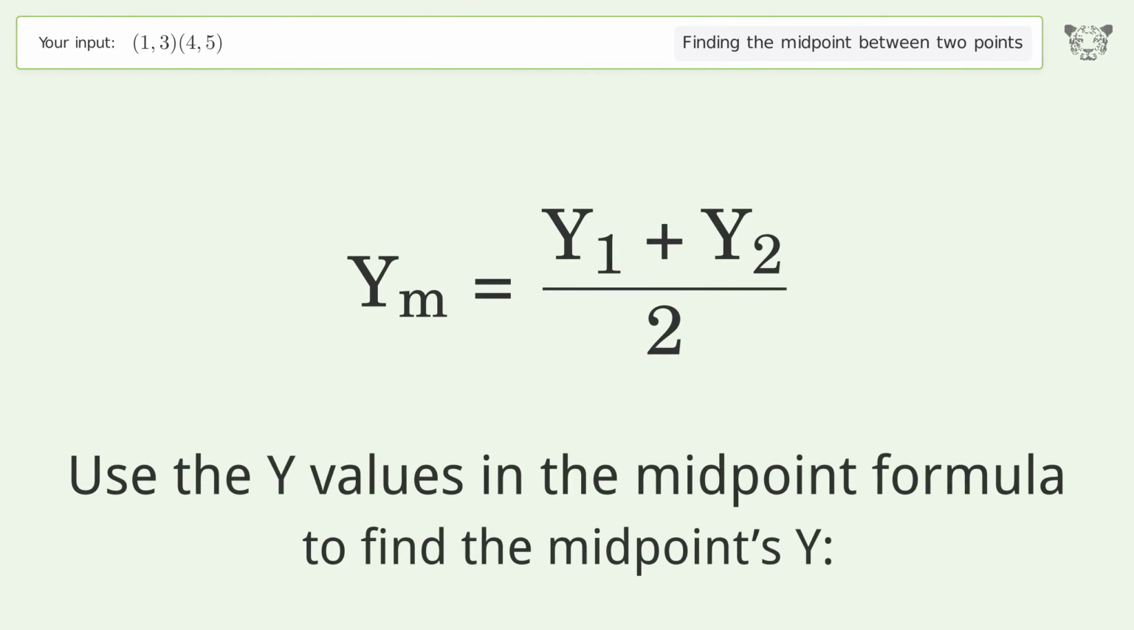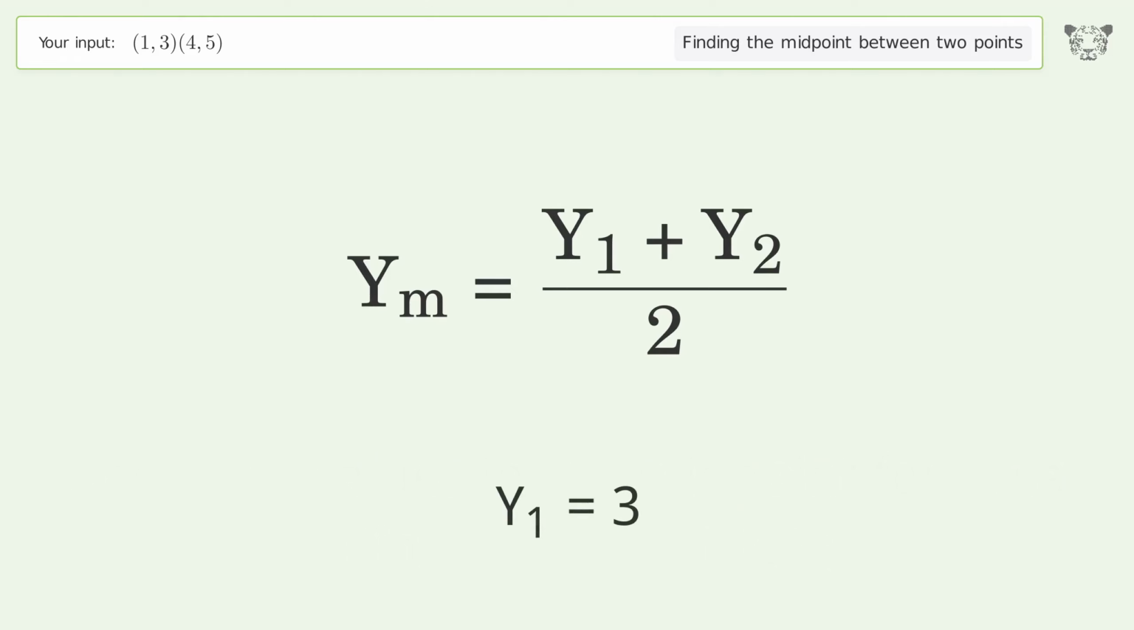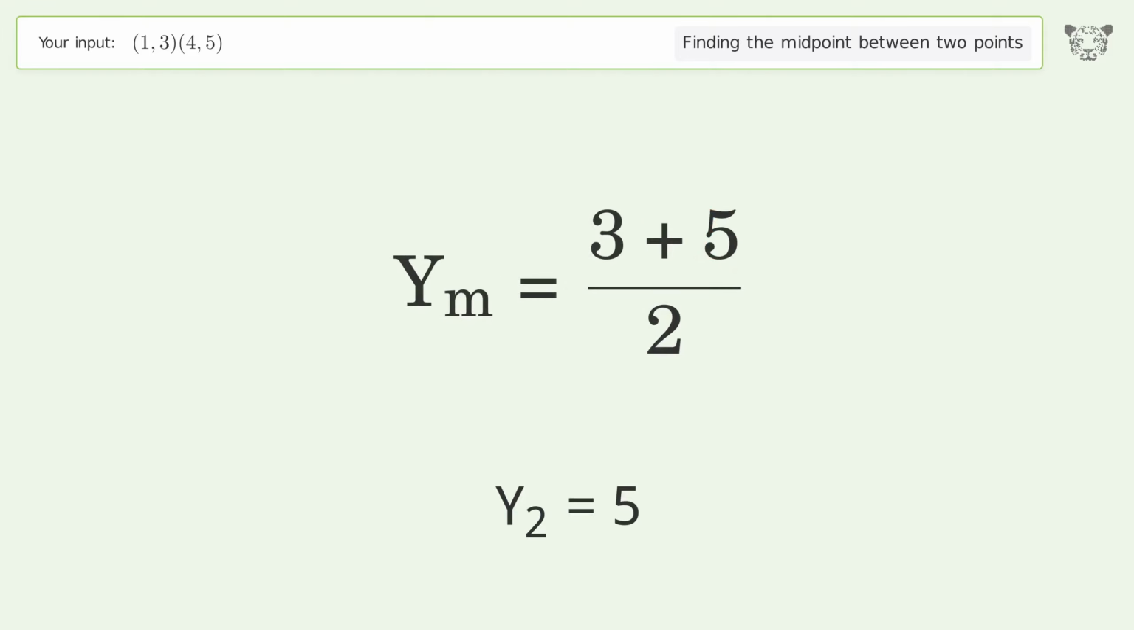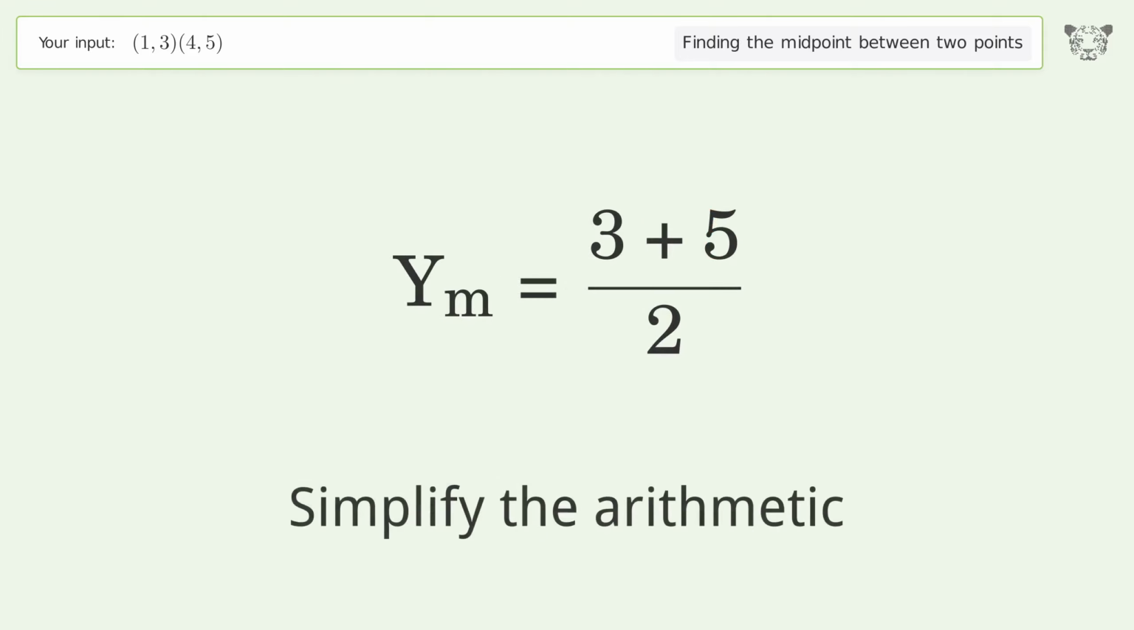Use the y values in the midpoint formula to find the midpoint's y. y1 equals 3. y2 equals 5. Simplify the arithmetic.